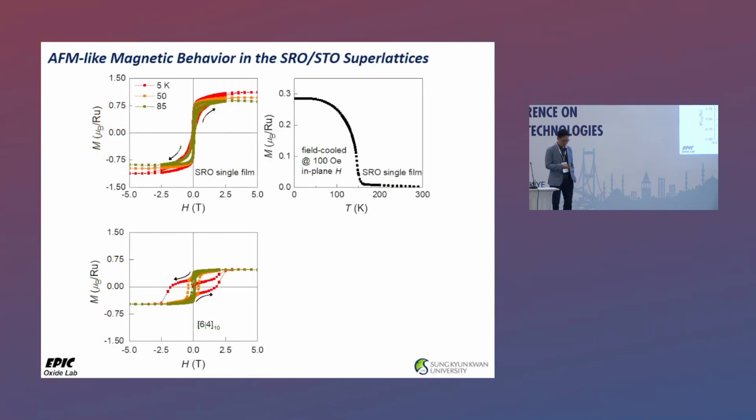Now we look into the magnetic behavior of the superlattice. This is the conventional magnetic behavior of the ferromagnetic layer. Strontium ruthenate, SRO 113, is a ferromagnet with a TC of about 150 Kelvin. You can see the increase of the magnetization, and you can also see the magnetic hysteresis loop as expected for strontium ruthenate.